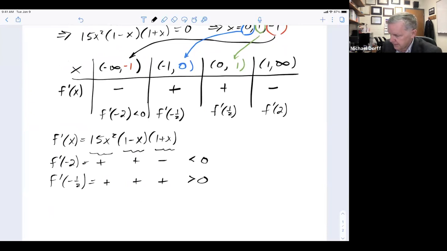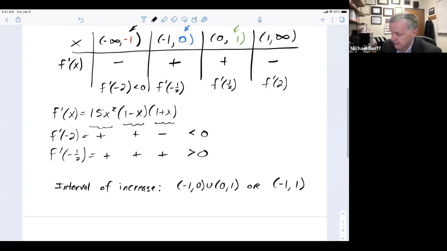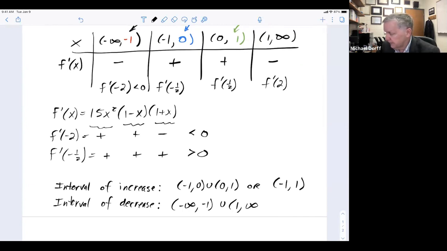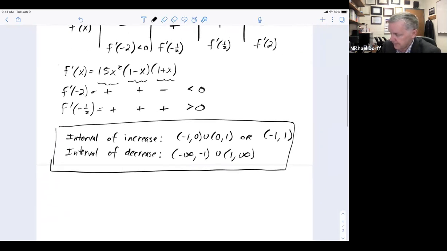So the interval of increase is when the derivative is positive. And so that's going to be negative 1 to 0, union 0 to 1. Now I could also write that just as negative 1 to 1. Either one is correct. And then the interval of decrease is the intervals where the derivative is negative, and so that's going to be negative infinity to negative 1, union 1 to infinity. All right, so that was our first part A.